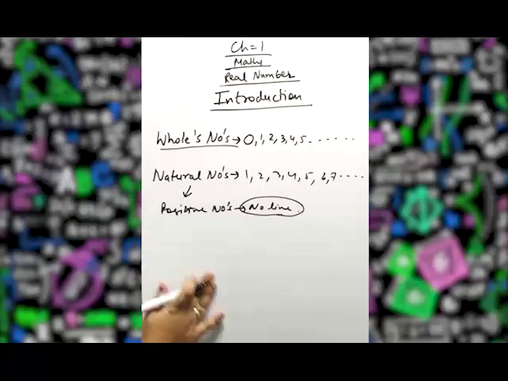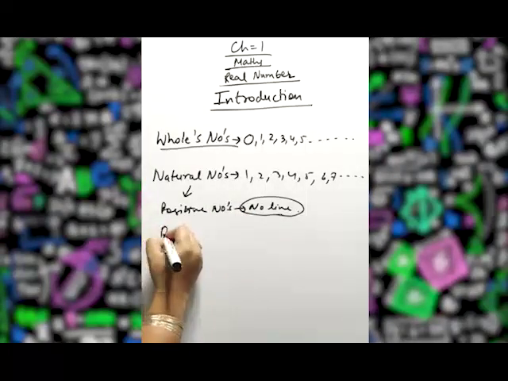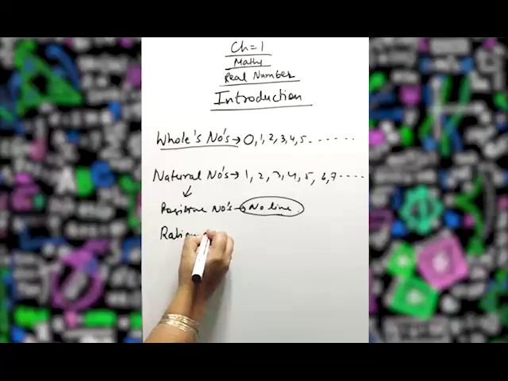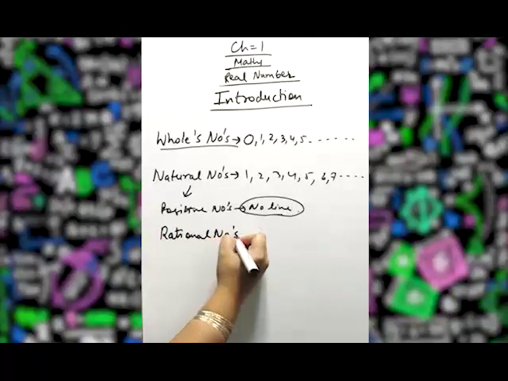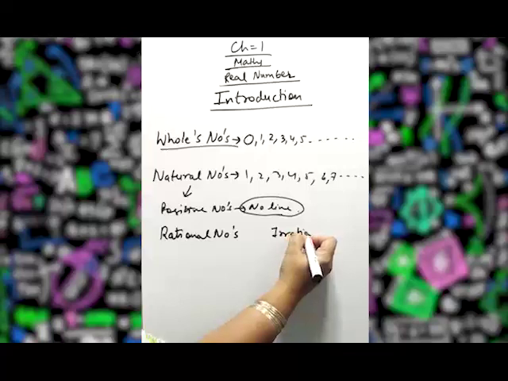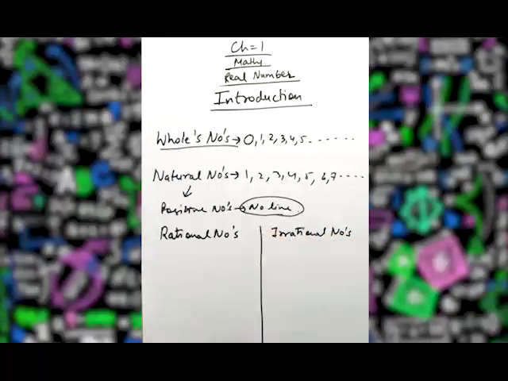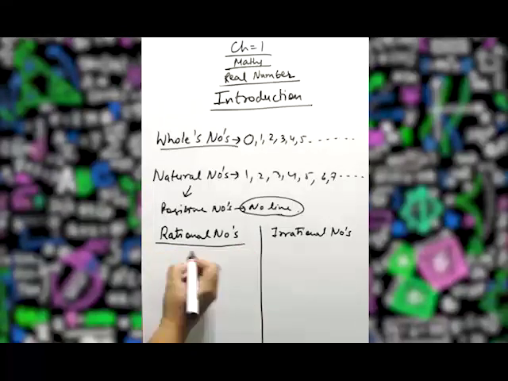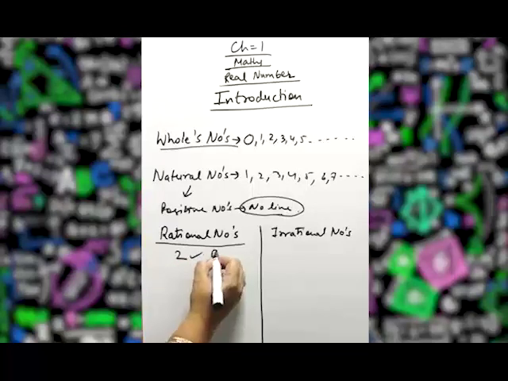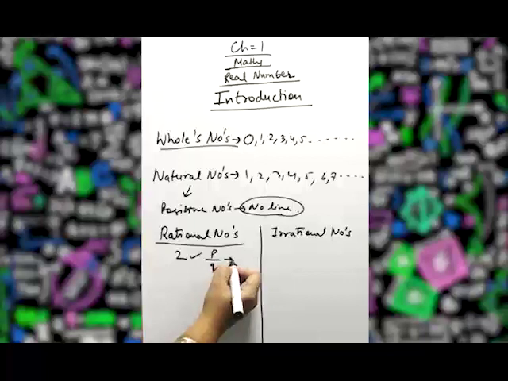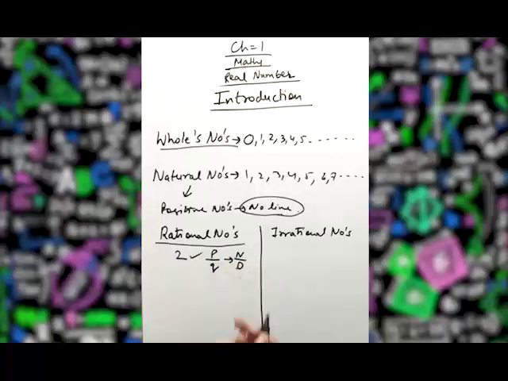Now the last introduction of the real numbers is rational numbers and irrational numbers. How can you differentiate between rational and irrational numbers? Generally, any number, say 2, I can say it is a rational number as I can write it in the P upon Q form. P upon Q form is the general form of numerator upon denominator. So I can write 2 by 1. It is a rational number.